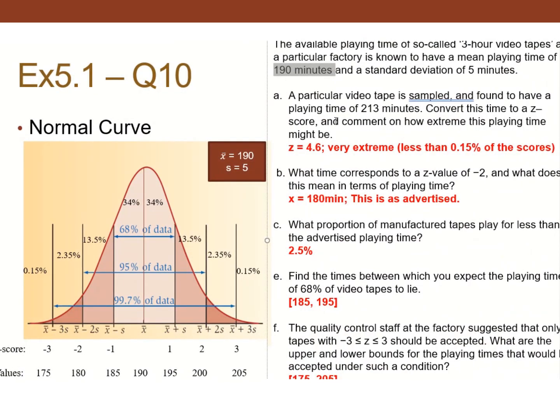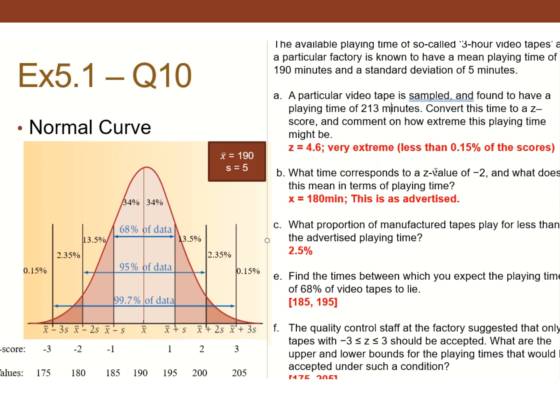All right? A particular videotape is sampled and found to have a playing time of 213. Convert this to z-score. So just change to z-score. 213 minus 190 divide by 5, you will get 4.6. Z-score should always be in 2 decimal places. If it's in 1, then it's fine. But if it's 2, you leave it as 2. It's very extreme and further away from the mean. You can just comment like that.